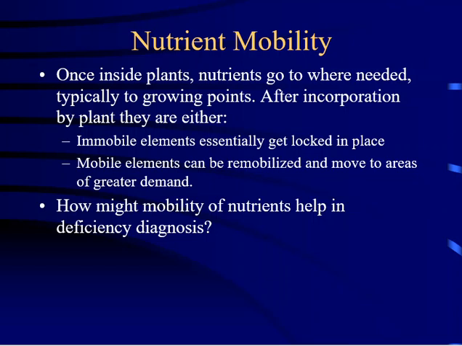And we talked about how the mobility of nutrients might help in deficiency diagnosis. If it's a mobile nutrient, you'll see that deficiency symptom, whether it's a yellowing of the leaf or drying out, something that shows nutrient deficiency, show up in the older leaves first, because all the nutrients are going to the new leaves. And if it doesn't have that pattern, if you see the yellowing in the new leaves, then you can pretty much be sure it's not a mobile nutrient.